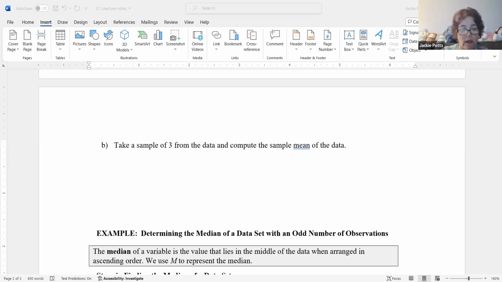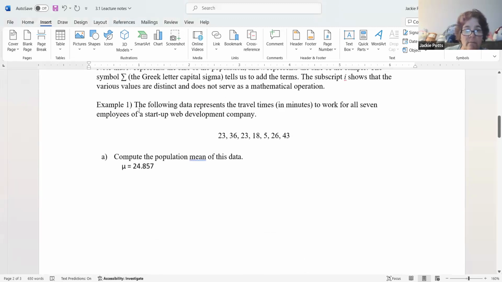And I'm going to say drive. And I'm going to quickly enter in 23, 36, 23, 18, 5, 26, 43. All right, I've got my data into StatCrunch. So how do I get a sample from it? All right, I have a data set.